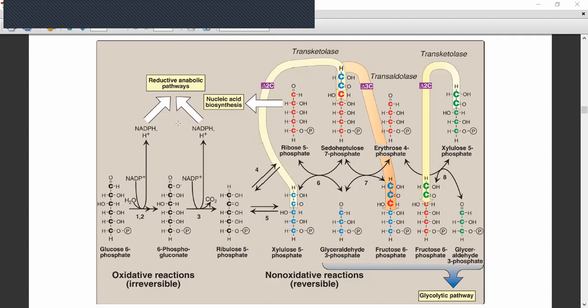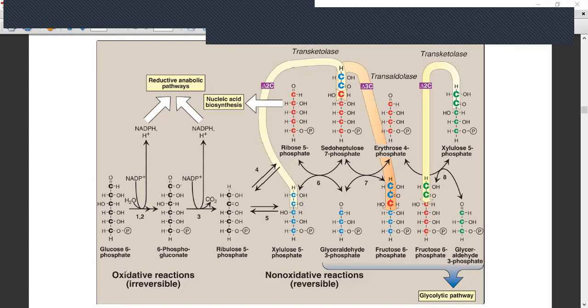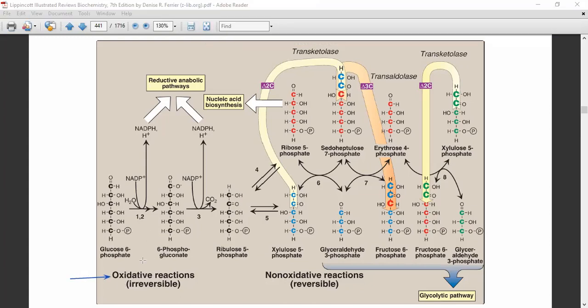The oxidative phase, as you can see here, has three reactions, and in those three reactions glucose 6-phosphate is converted to ribose 5-phosphate. Okay, so in the first reaction, note that in this reaction here, I've combined 1 and 2.